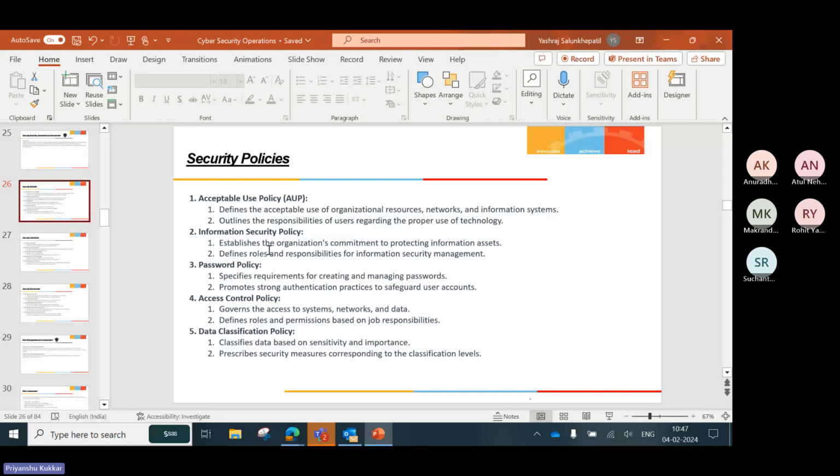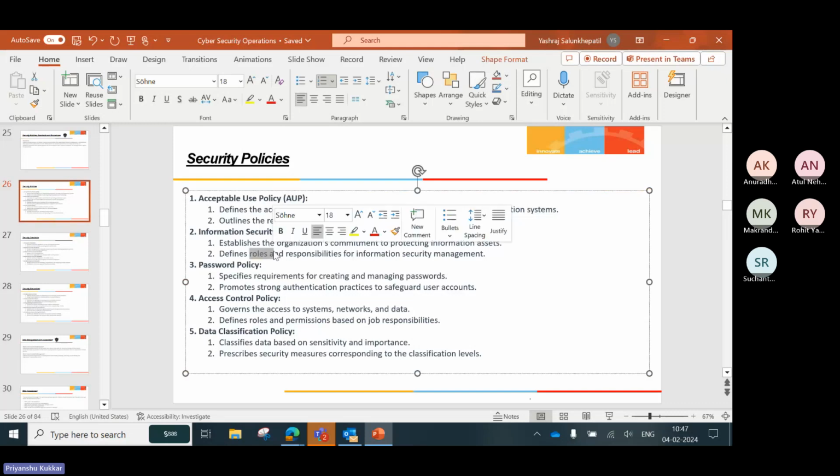So as an analyst, as an investigator, roles and responsibilities are not of much use to you, but surely the organization's commitment to protecting data and information assets is to be known. You need to know where data is kept, how it is transferred, who it is given to, who it is not given to, and which roles get access and which do not. Because when you are investigating, when an incident occurs, these things are very important.